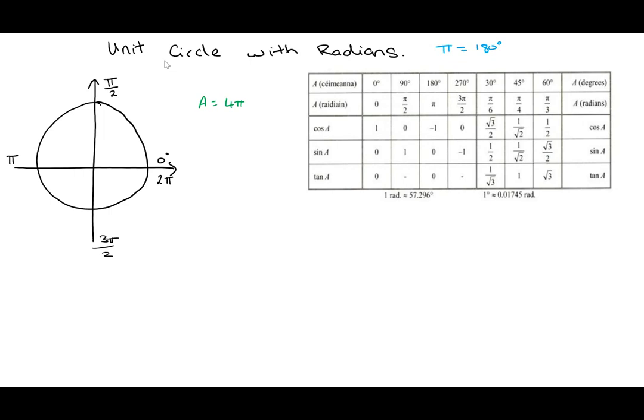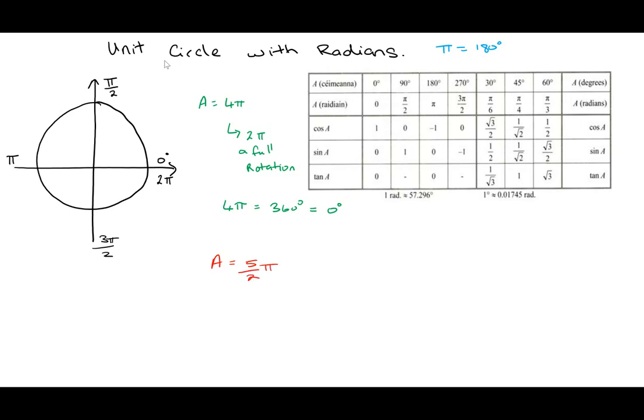Okay, now 4 pi is 2 full rotations. So if 2 pi is 1 full rotation, well then 4 pi is equal to 360 degrees, which is also equal to 0 degrees.